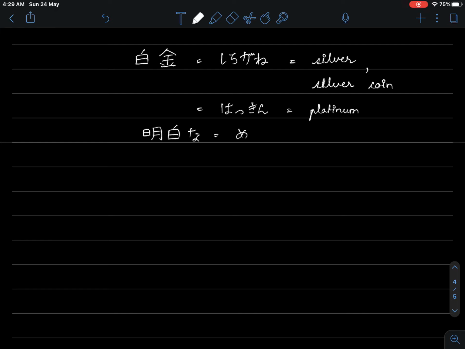Okay, this is going to be read as Mei Hakuna. So you're talking about clear, bright white, or clear white. Clear and white means obvious. Clear. It can also mean plain, and of course obvious.